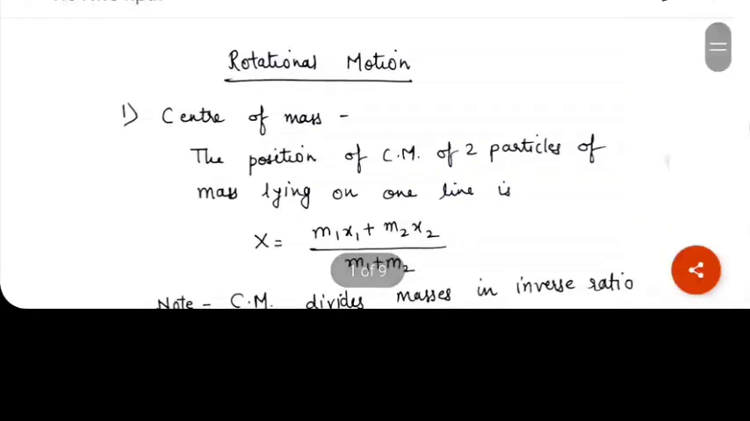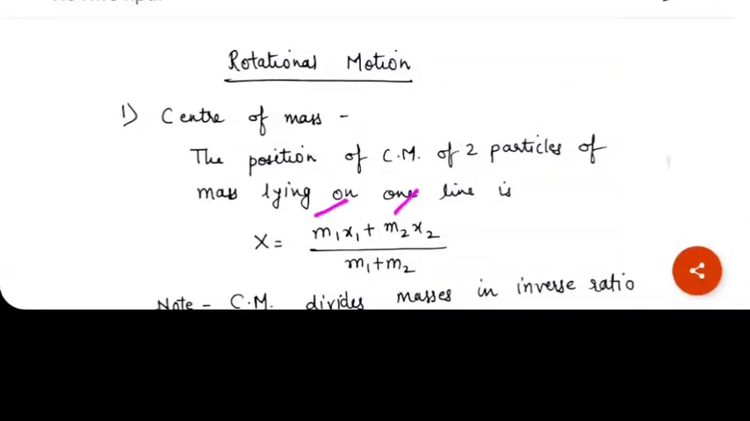Dear friends, this is the chapter rotational motion, which we are going to revise in fast track mode. Very first point is center of mass. If two particles of masses m1 and m2 are lying on a single line, suppose the x-axis, then the position vector of their center of mass will have this formula.